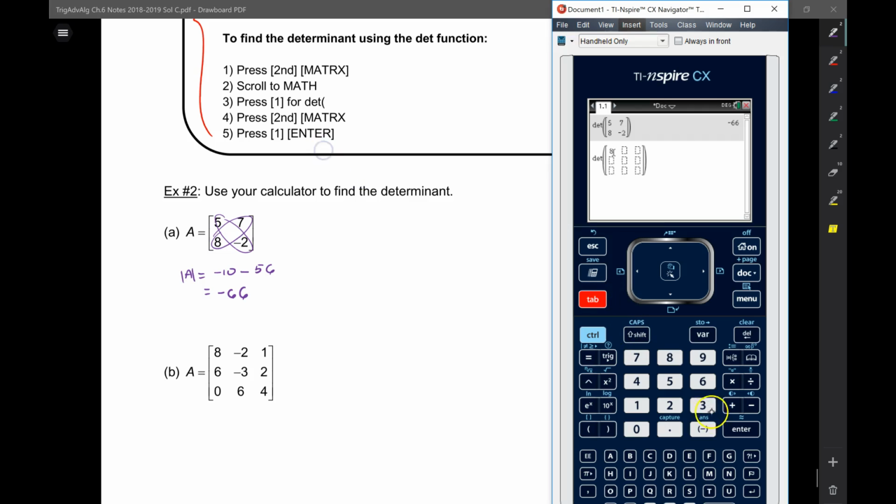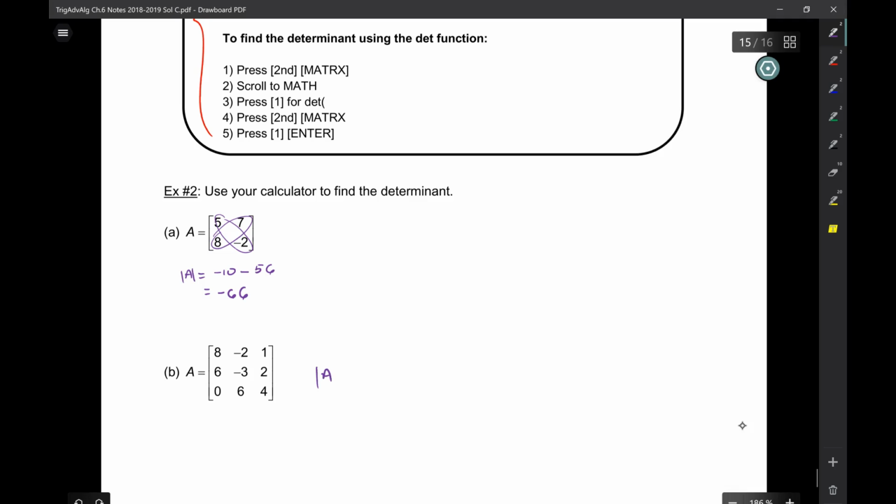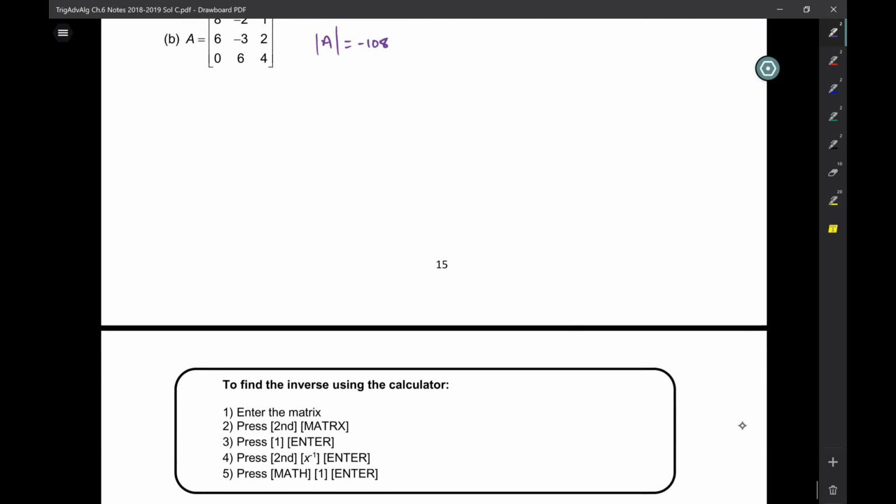8, -2, 1. No, wait. 6. The process is very different in the 84s. Okay, so it's -108. All right, and you could still get your 0 and your this and your that. Okay, all right.